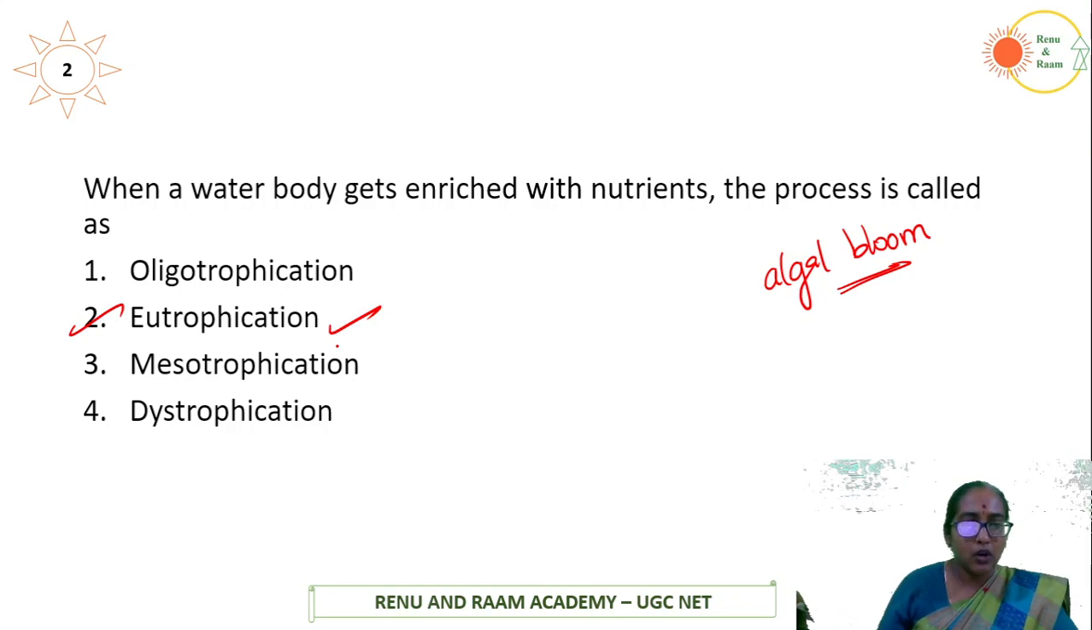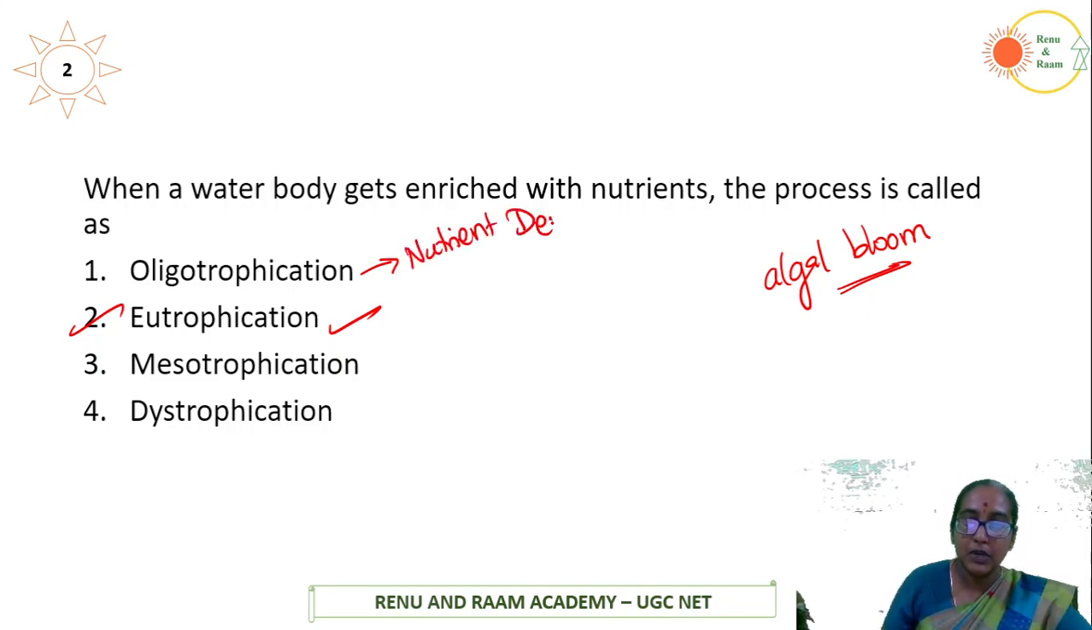Okay, moving on to the other 3 items. Let's see what they are. The first one we have is oligotrophication. We can call it the reverse of eutrophication, wherein nutrient depletion is happening. Nutrients are reducing here, which means the nutrients are becoming less. So that is oligotrophication.